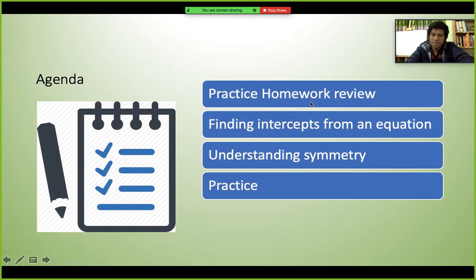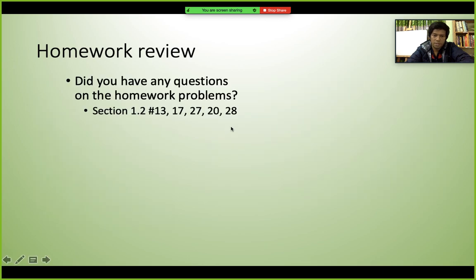First of all, we will discuss some practice homework review and finding intercepts from an equation, understanding symmetry, then some practice problems as usual. So this is about our previous lesson.